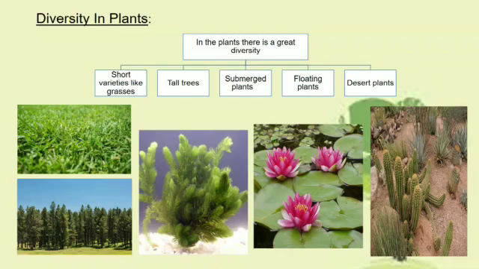So let's learn about diversity in plants. Various types of plants are found in many places around us. Some plants, like grass, are short, while others are tall. Some plants grow under water, while some others float on water. We find that some plants grow even in desert areas.